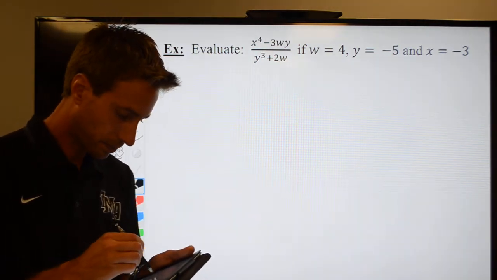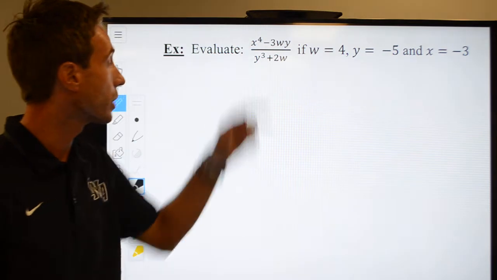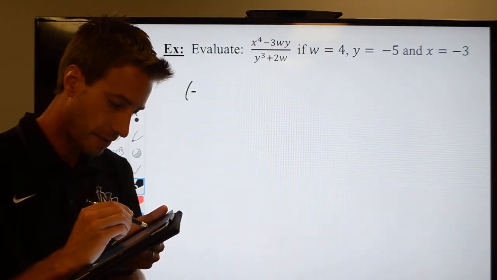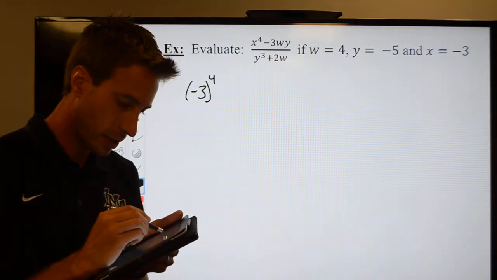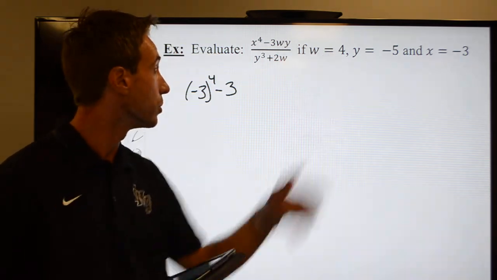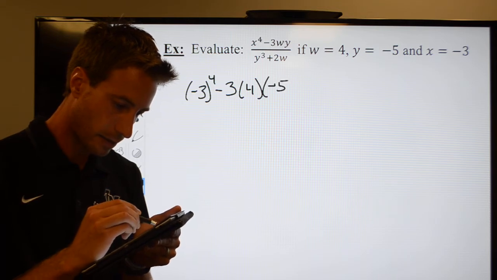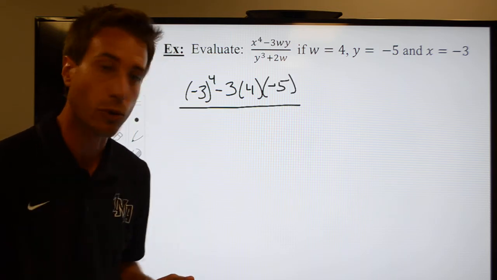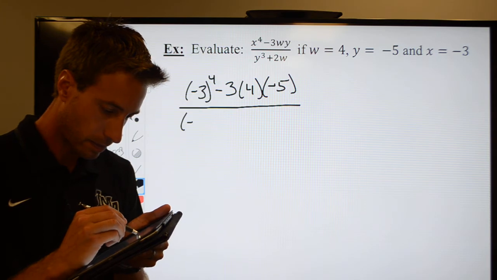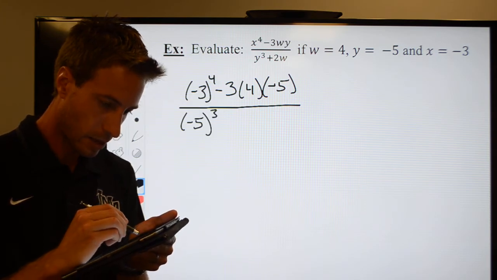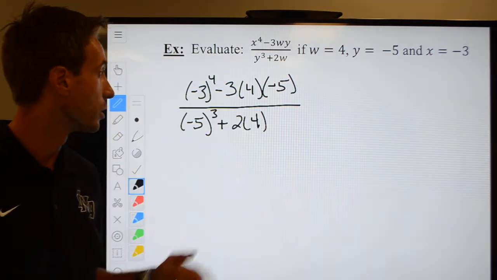Here we go. Do our substitution first. I am told that x is equal to -3, so that means that I'm going to have (-3) to the 4th power. I then have a -3. I am told that w is 4, and that y is -5. All of that is in the numerator of what is now a y cubed. Well, y is -5. Plus 2w, which again is going to be a 4.